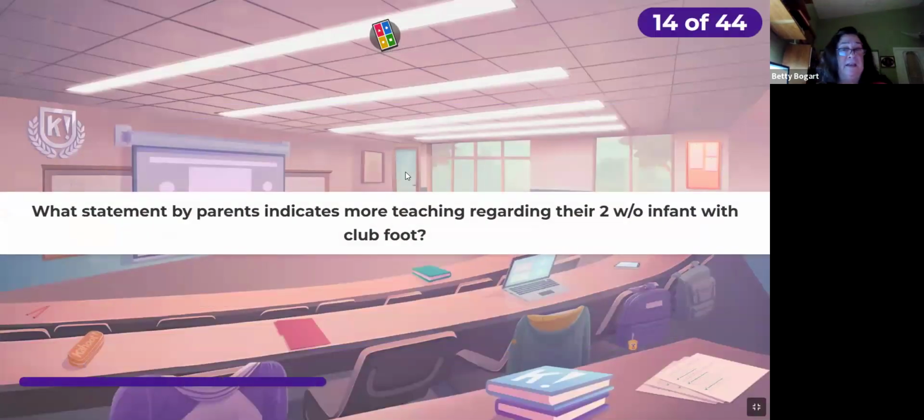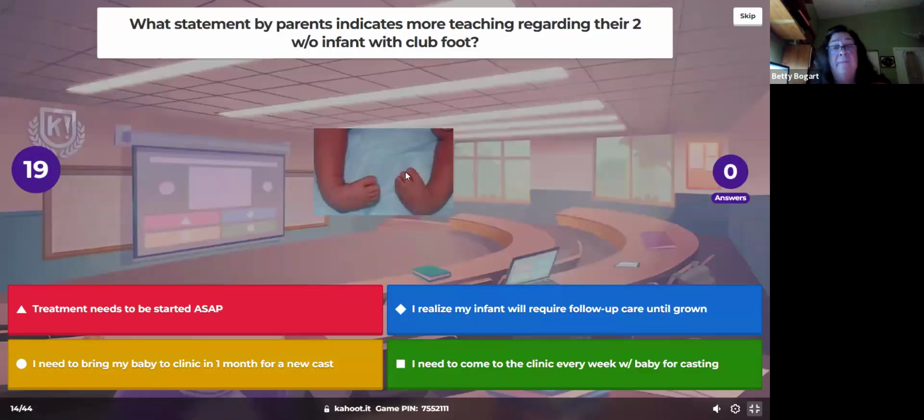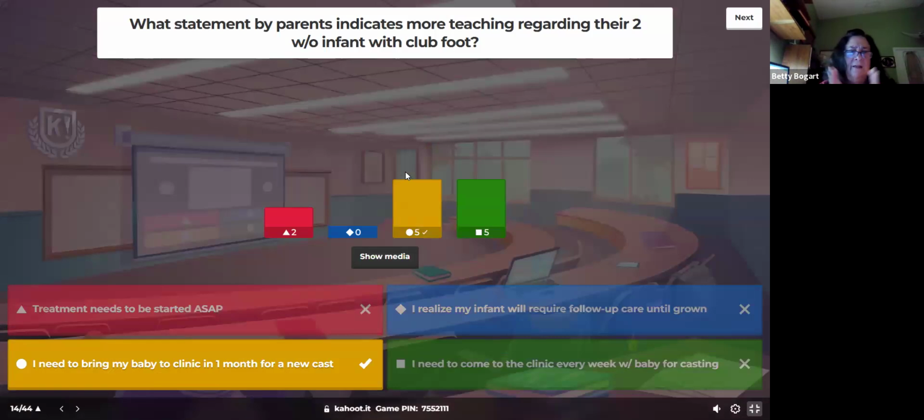What statement by parents indicates more teaching is needed regarding their 2-month-old with clubfoot? Now look at the clubfeet on that baby, the picture I gave you. It's quite intense. So remember, clubfeet, they're congenital, they're born with it, their bones heal really quickly. So every week they need to come in, not every month, okay? So remember, they heal very, very quickly as a neonate. So that would be the one.